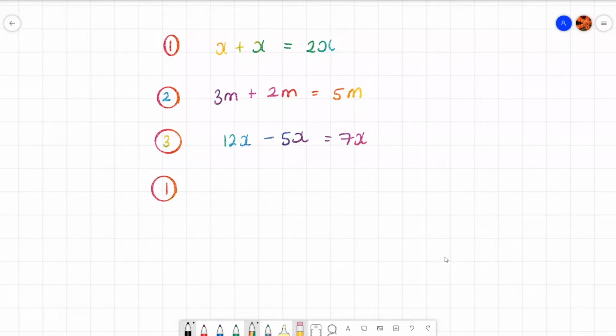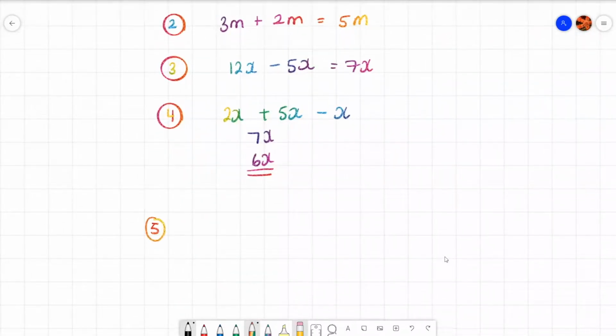Let's do another one. 2x, add 5x, subtract x. So these are all the same, so we can add and subtract them. 2x add 5x is 7x, and then I've got to take off another x, which is 6x, and that's my answer altogether.